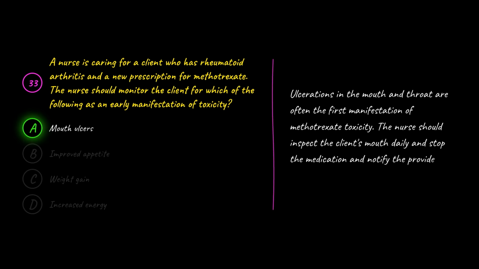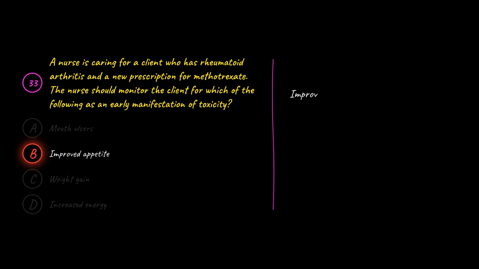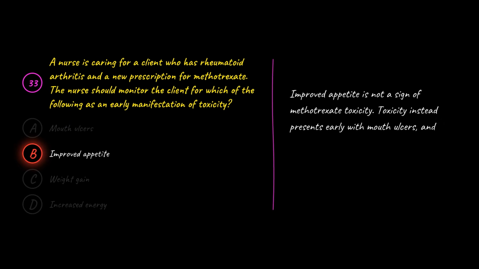B is wrong because improved appetite is not a sign of methotrexate toxicity. Toxicity instead presents early with mouth ulcers, and clients may experience anorexia rather than an increased desire to eat while taking the medication for arthritis.